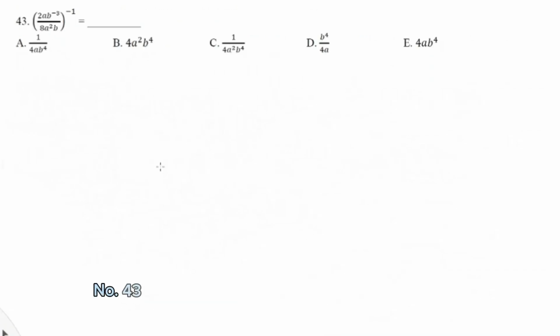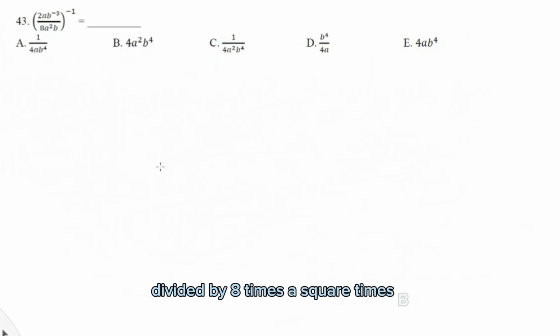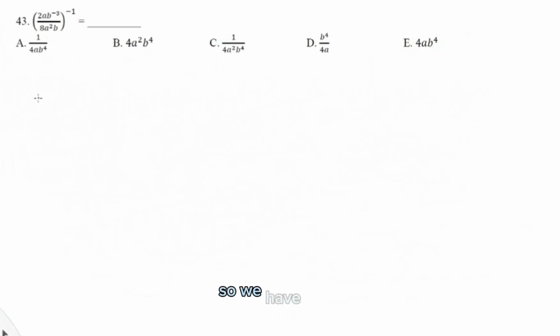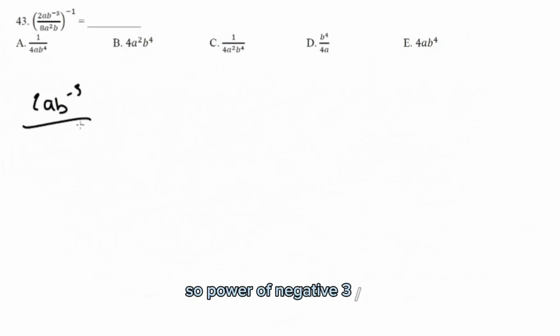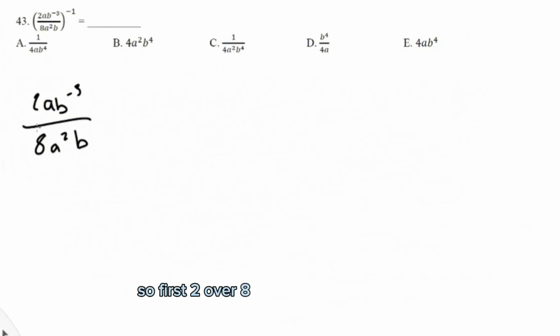Number 43. 2 times ab to the power of negative 3 divided by 8 times a squared times b to the power of negative 1. Alright, so let's solve this. So first, let's take what's inside the parentheses. So we have 2ab to the power of negative 3 divided by 8a squared b. Alright, so first, 2 over 8. That's just 1 over 4.